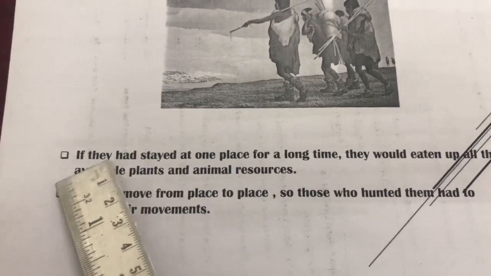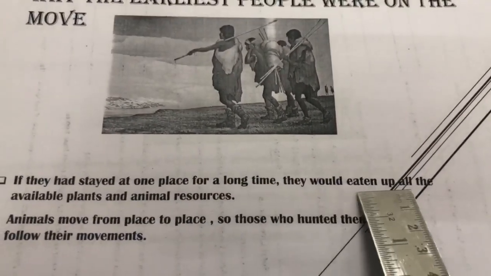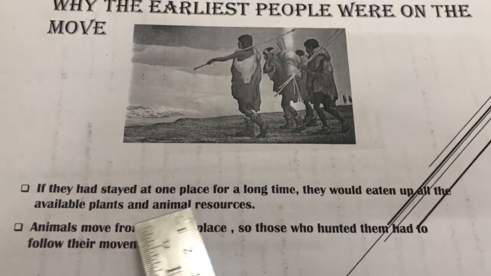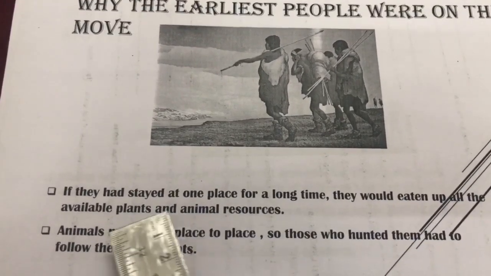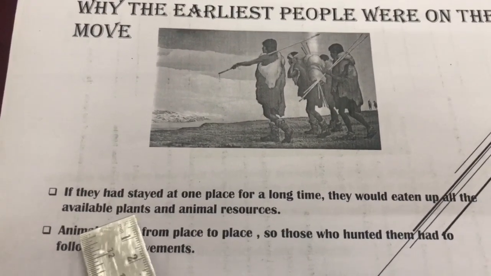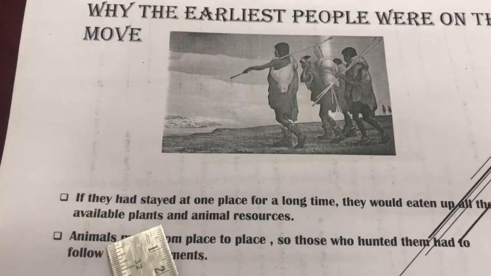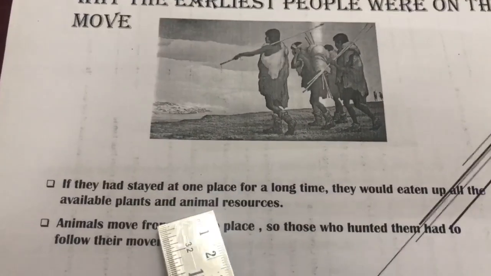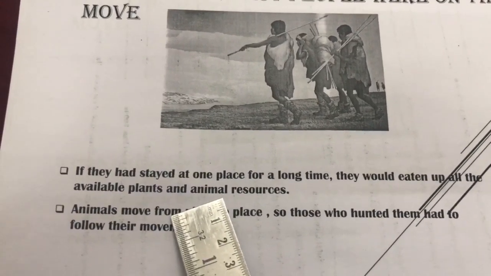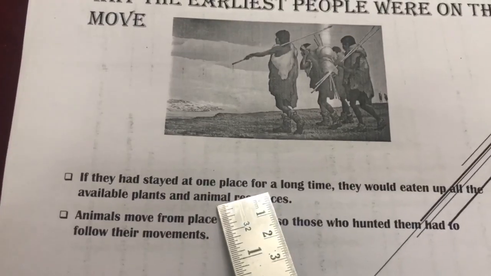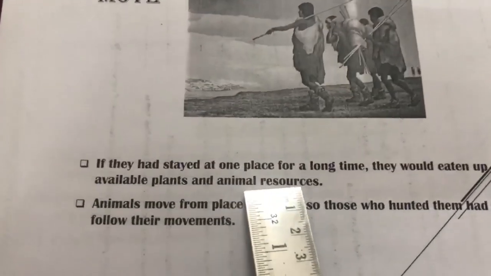Number one, if they had stayed at one place for a long time, they would have eaten up all the available plant and animal resources. How? Because they used to eat fruits and roots available from the plants. If they eat from the same place, one day this will get finished. Similarly with the animals, if they keep hunting and killing them, one day they get finished. So then they have to move to another place in search of more plant and animal resources.